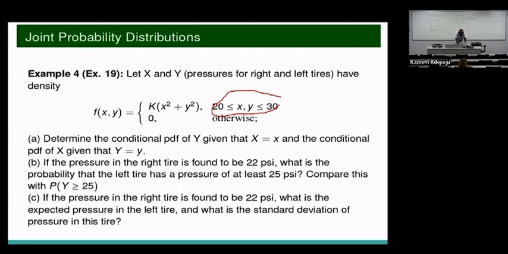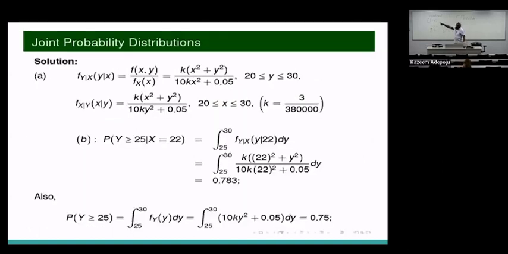And the moment you get a result for k, of course, you're going to have your f of xy. And when you have your f of xy, you want to find a conditional, f of y given x. F of y given x is going to be f of xy divided by f of x. But you need to first get your f of x. How are you going to get the f of x? F of x is going to be the integral of f of xy dy. You need to first obtain that. The range of y is still going to be 20 to 30.